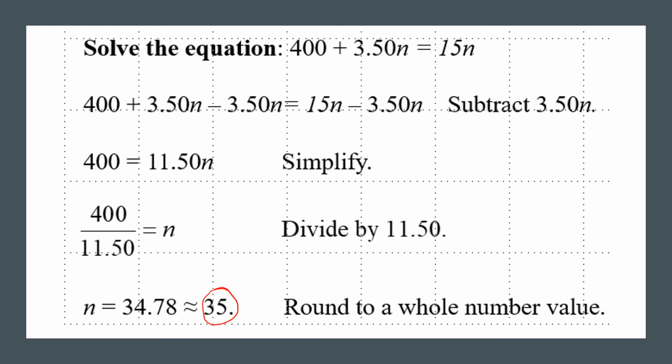So when you solve for n in this, you get n is equal to 34.78. It cannot be a fraction. Since we are talking about the number of shirts, it cannot be a fraction. So you go to the next highest. So you need 35 shirts to have a break even.